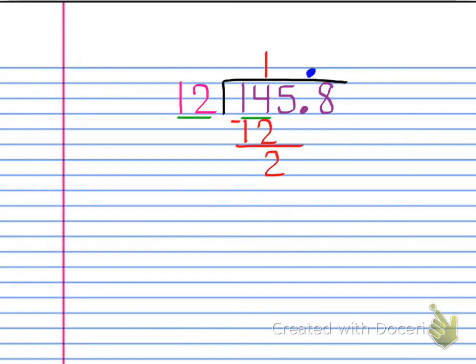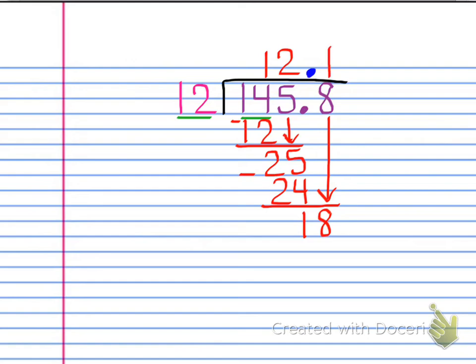Now, this is what I meant with that, make sure that you place the numbers in the correct place. That 1 absolutely has to go over the 4, because if it goes over the 1, then you've messed up your decimal placement. So you want to make sure that you're very careful about that. 14 minus 12 is 2. You're going to drop the 5. Then 12 goes into 25 twice, because 12 times 2 is 24.